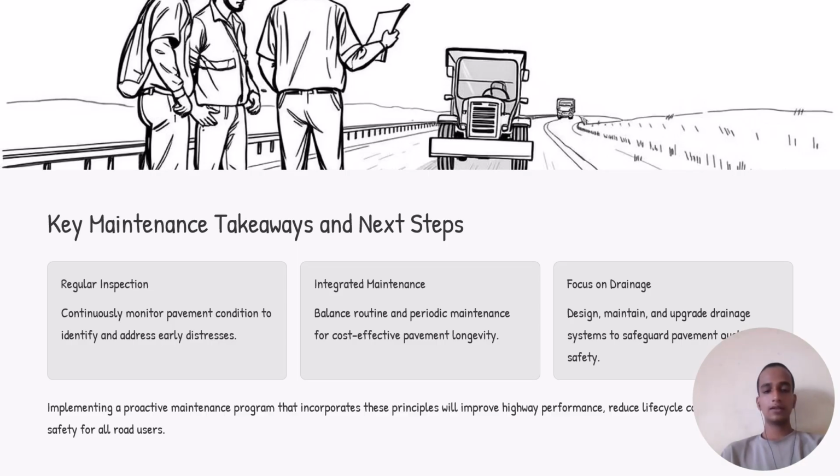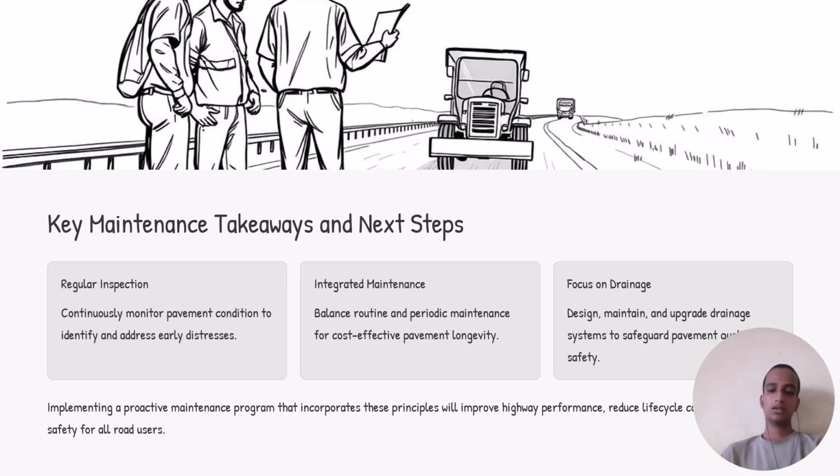Now coming to the last slide, what are the key maintenance takeaways and what steps we need to take on a practical level? Till now we have learned about the theoretical part, but how to implement it, how to bring these things into action. First is regular inspection. The regular inspection of the road should be done by the surveyor, and if a government official is appointed for that, he should play his duty wisely and do things on time. The second is integrated maintenance.